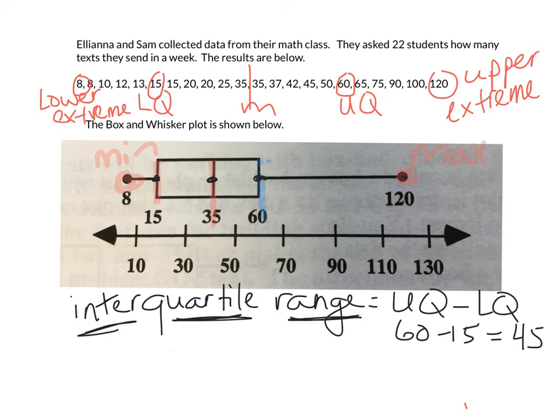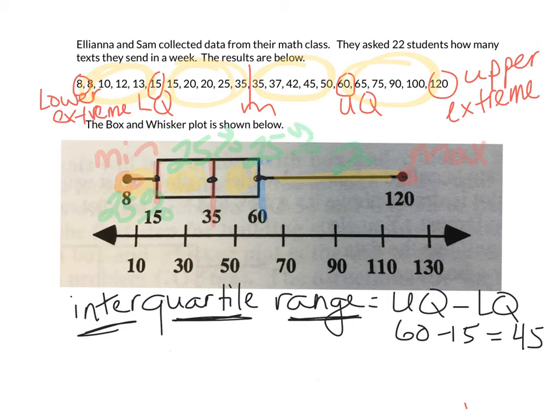Now, I mentioned 50%, so let's talk about this. There are 4 sections to your box and whisker. There's the lower whisker, the lower half of the box, the upper half of the box, and the upper whisker. They divide your data into 4 sections. This is your lower whisker, this is your lower box, this is your upper box, and this is your upper whisker. So that means each section of the box and whisker plot contains 25% of the data, each of them.